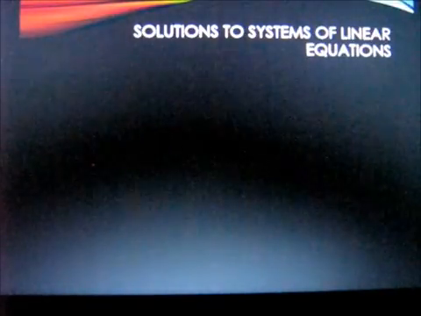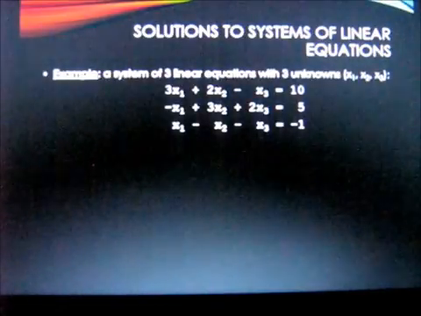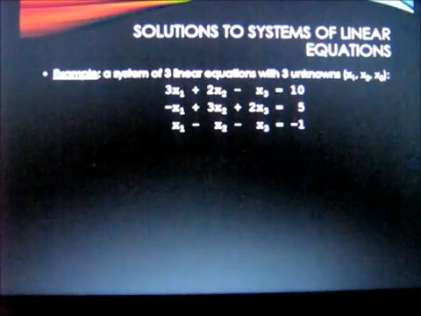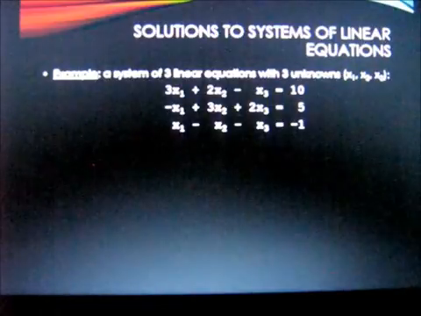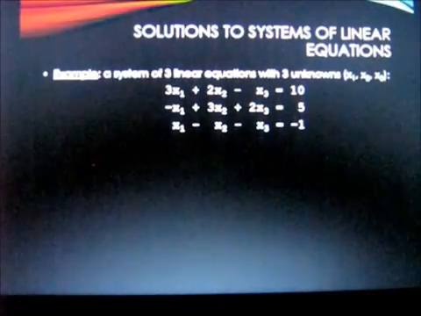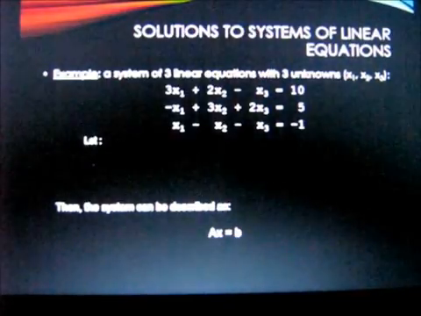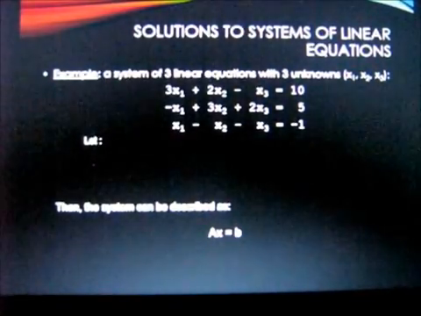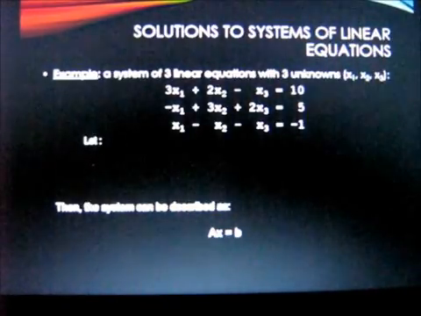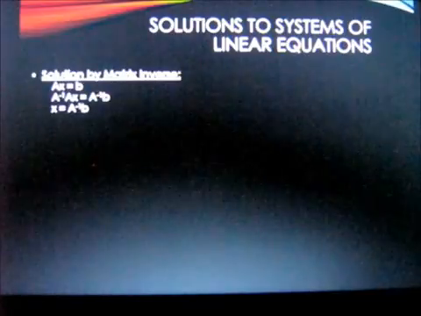Now some idea about solving systems of linear equations. You all are familiar with three linear equations with three unknowns. Here is an example: 3x1 plus 2x2 minus x3 equals 10, minus x1 plus 3x2 plus 2x3 equals 5, and x1 minus x2 minus x3 equals minus 2. In this case we need to find the values of x1, x2 and x3. So we have Ax equals b. For finding x we have two methods: we can use the inverse method or the direct division method.